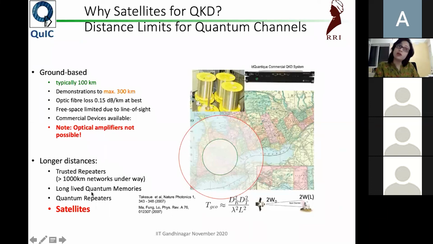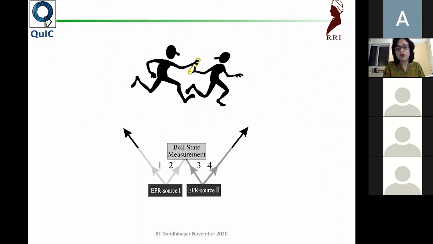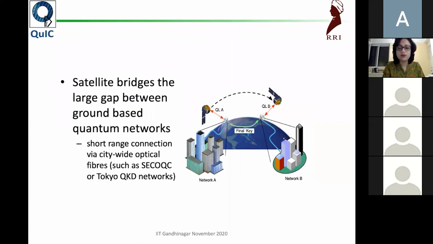One of them is the quantum repeater, which is not quite the same as the classical. It actually involves quantum entanglement and its distribution, and using satellite as a trusted node. And we are actually working on both these approaches. This one we are doing under the DST program. I'll skip the details of this here, but I wanted to go to the satellites one.